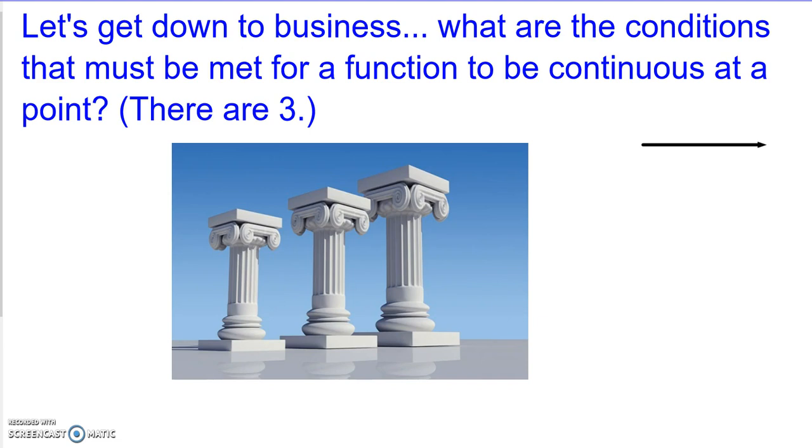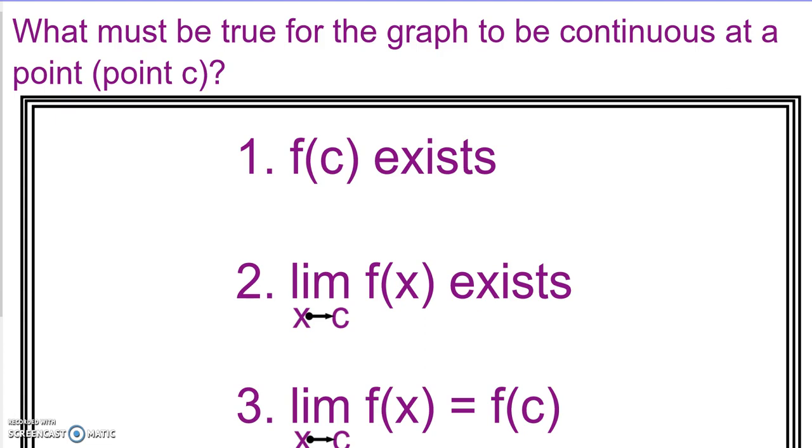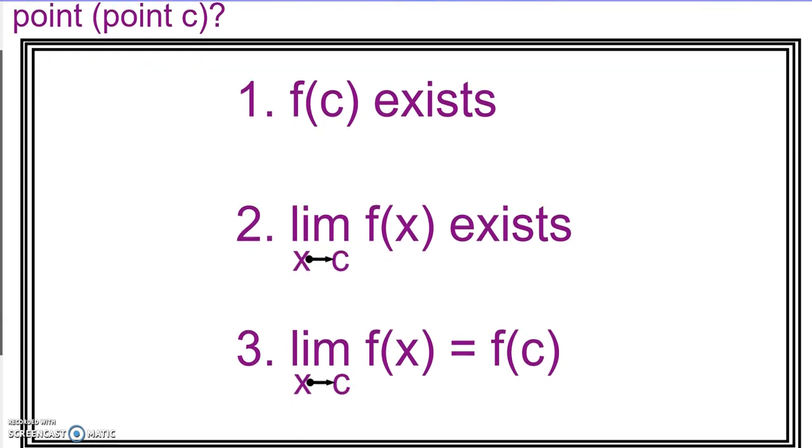Alright, so there are actually different conditions that have to be met for a function to be continuous at a point, and there are 3 of them. So what are these? f of c has to exist, so the function value has to exist. The limit must exist as x approaches c, so from the left and right hand side they have to be the same. And then the limit must also equal the function value. So please pause and write this down and continue when you are ready.